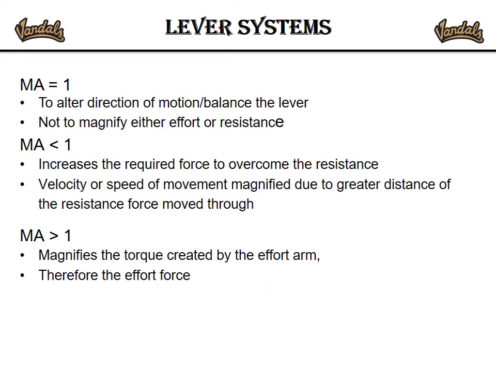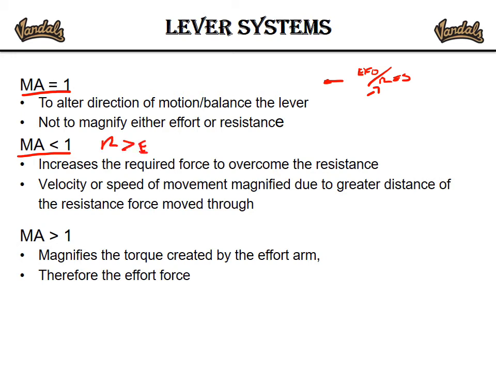When we talk about lever systems, there are three possibilities for the mechanical advantage, and it's simply a combination of the ratio of the effort arm to the resistive arm. Whatever this relationship is, it has three possibilities. Those are where the mechanical advantage equals 1, where these are equal to each other, and less than 1, where the resistive arm is greater than the effort arm.